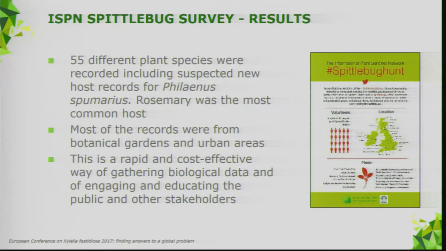Not only that, we found the plant species were assigned to something like 25 families. The most common families we found that the spittle bug was recorded on were Asteraceae, as you'd expect, but also Rosaceae and Lamiaceae. This is because most of our records came from private gardens and also botanical collections. Most of the hosts that were recorded are also hosts for Xylella fastidiosa. Things like rosemary and lavender are major hosts that we import, which clearly represent a potential pathway of introduction from the Mediterranean into the UK.